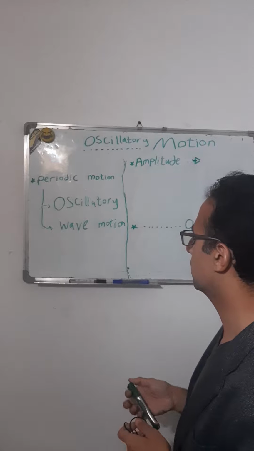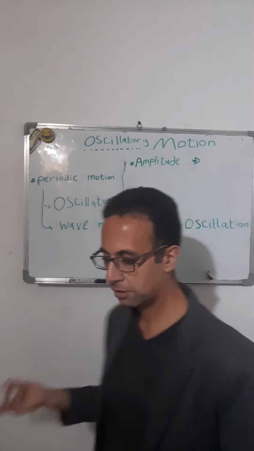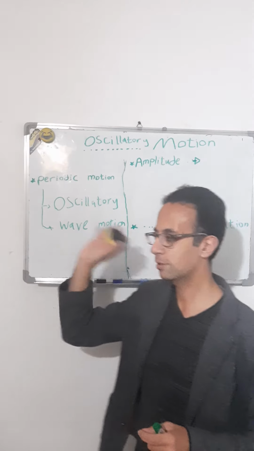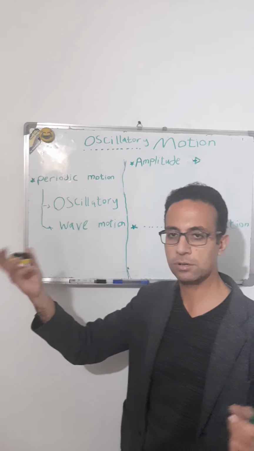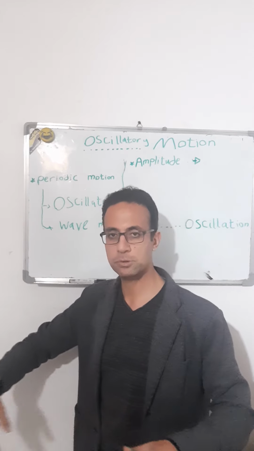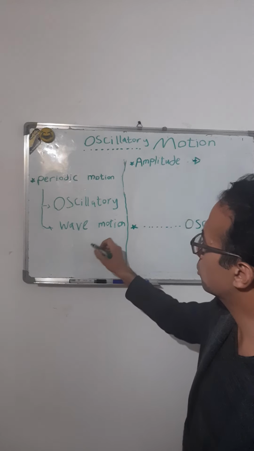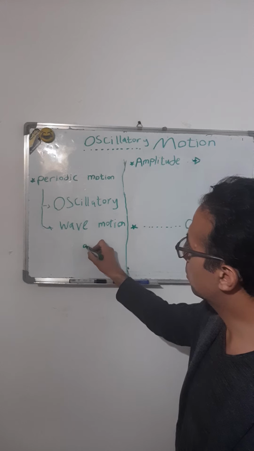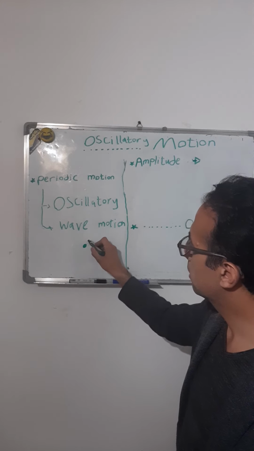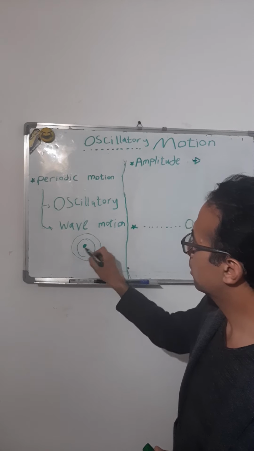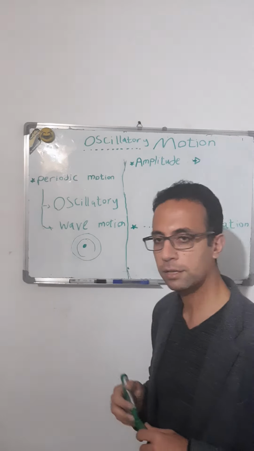And what is the other example, wave motion? Let's consider this a stone. We will throw it in the sea or river. It will make some types of waves like that. This is wave motion. The stone drops in water, and the waves are formed around the stone in this shape.